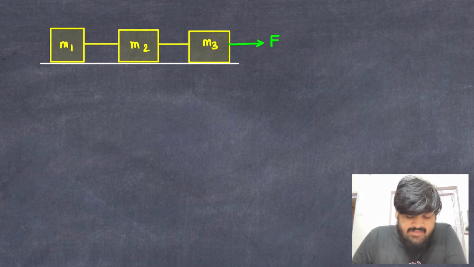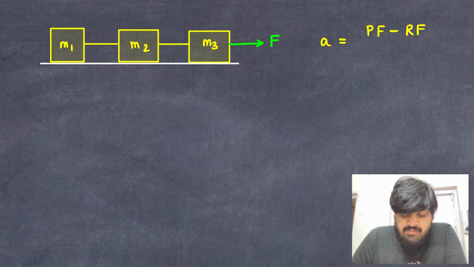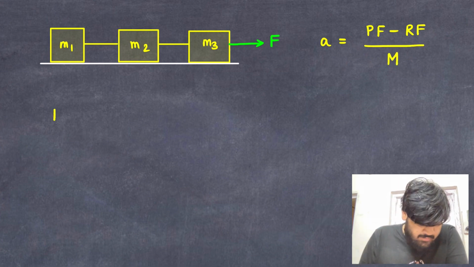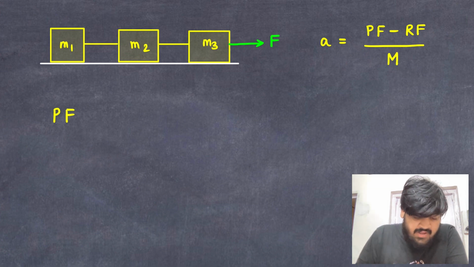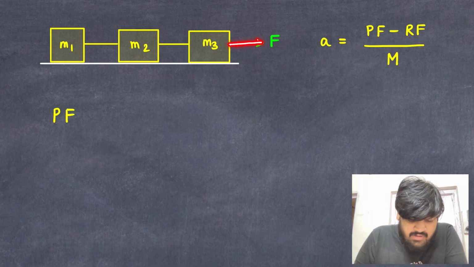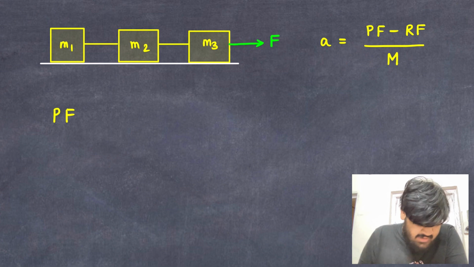So what will be the acceleration? Acceleration will be the total pulling force minus the total resisting force divided by the total mass capital M. Over here the net pulling force, see, we are pulling this block of mass m3 with a pulling force of capital F, right? So the pulling force will be capital F.